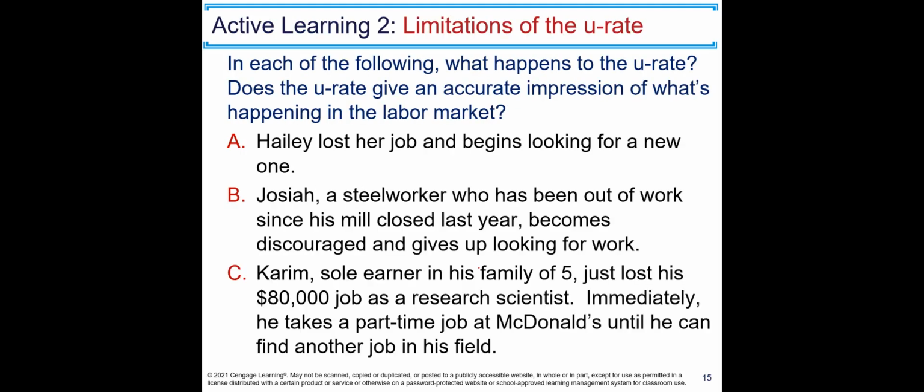Let's look at this example. In each of the following, what happens to the U rate? Does the U rate give an accurate impression of what is happening in the labor market? Hailey lost her job and begins looking for a new one. So this person was employed, then lost the job and is looking for a new job, so unemployed. That is exactly what happened in the economy, and the U rate gives the accurate picture.